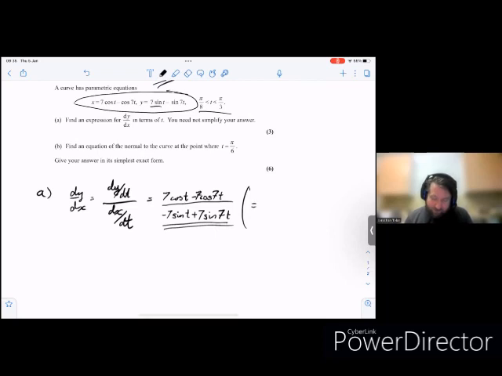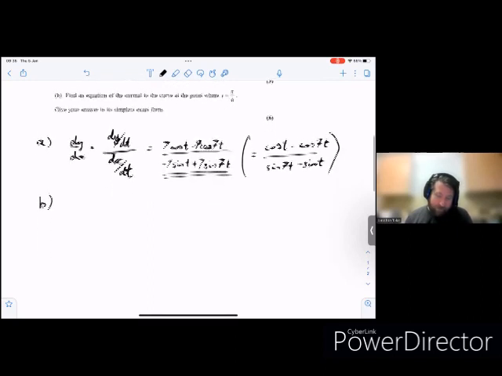You know, if we did want to simplify it, it would look like cos t minus cos 7t over sine 7t minus sine t. Okay.